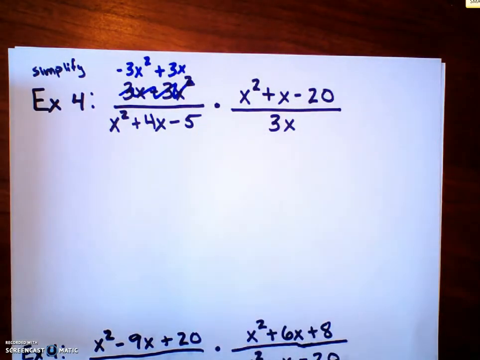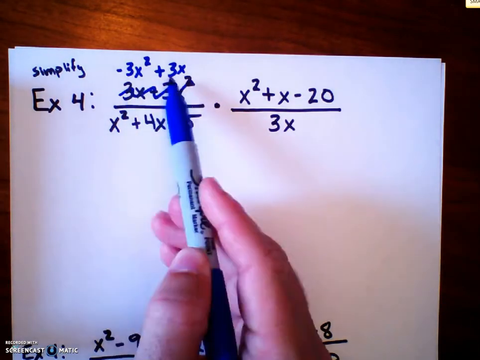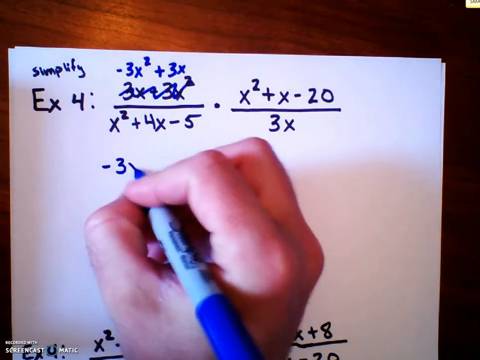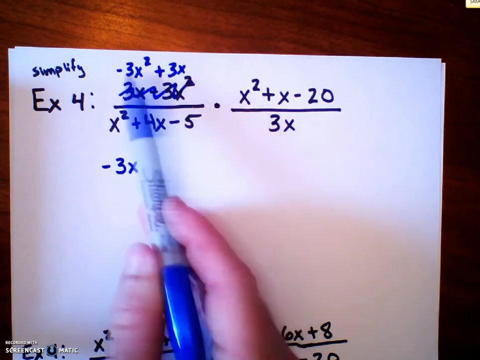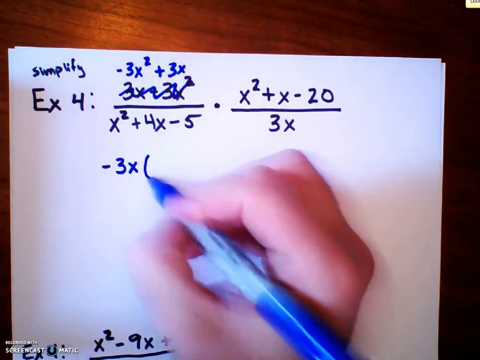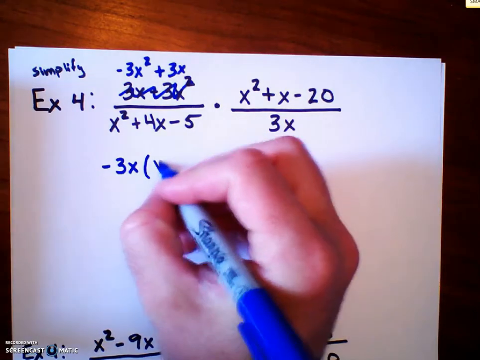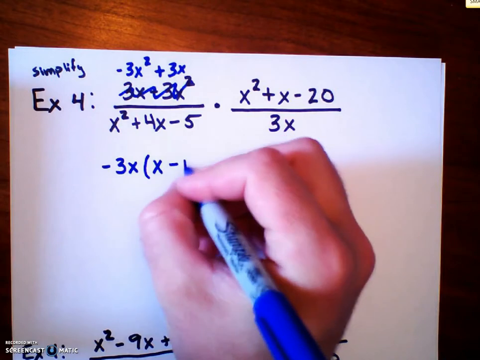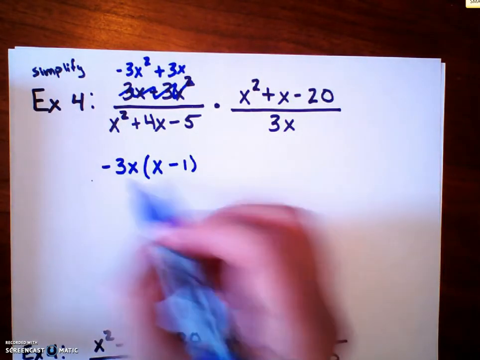So what I'm going to do is I'm going to factor everything. I'm going to factor out a common factor between these two terms. So I'm going to take out a negative 3 and an x. If you take out a negative 3x between these two terms and you divide it, negative 3x squared divided by negative 3x is a positive x. 3x divided by negative 3x is a negative 1. That's the hardest part of this question.